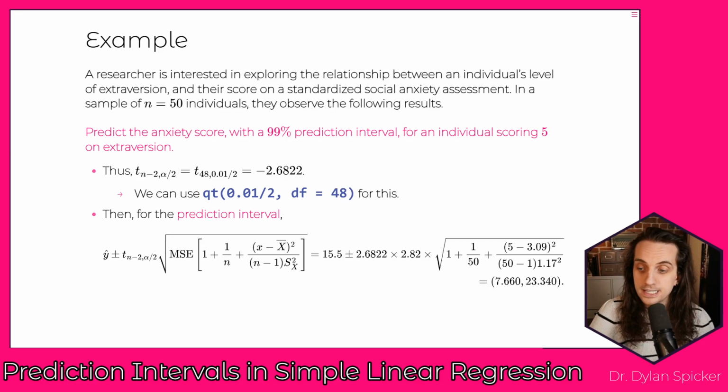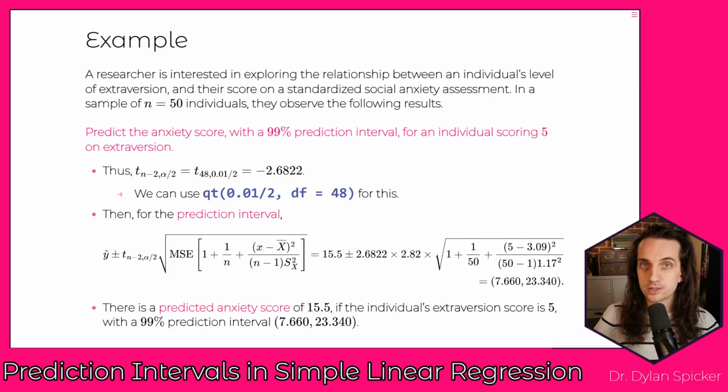So we get our 15.5 plus or minus our critical value times the square root of our MSE, and then the standard error part of the formula there. Ultimately, working through the calculation gives us 7.66 up to 23.34. And so again, we're told that if we were to know someone was coming in with an extroversion score of 5, we would predict that they'll score 15.5 on the social anxiety assessment that we have here. Our 99% prediction interval says that it should be between 7.66 and 23.34. And so again, this is for an individual that we have not seen in our data before.